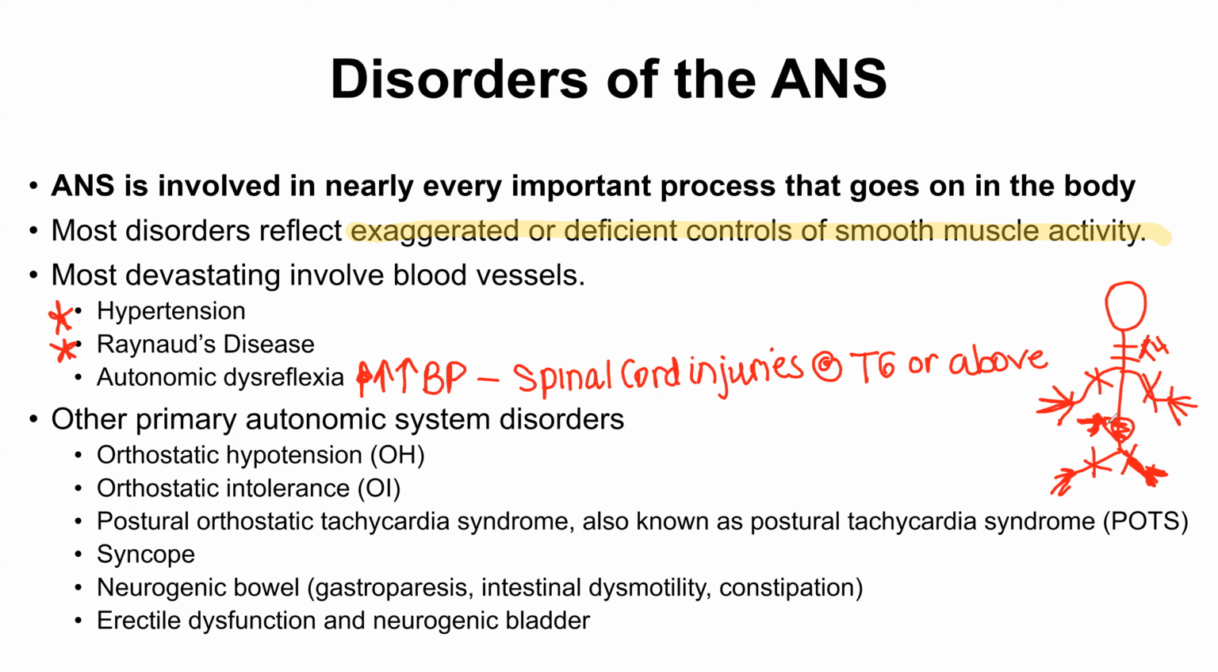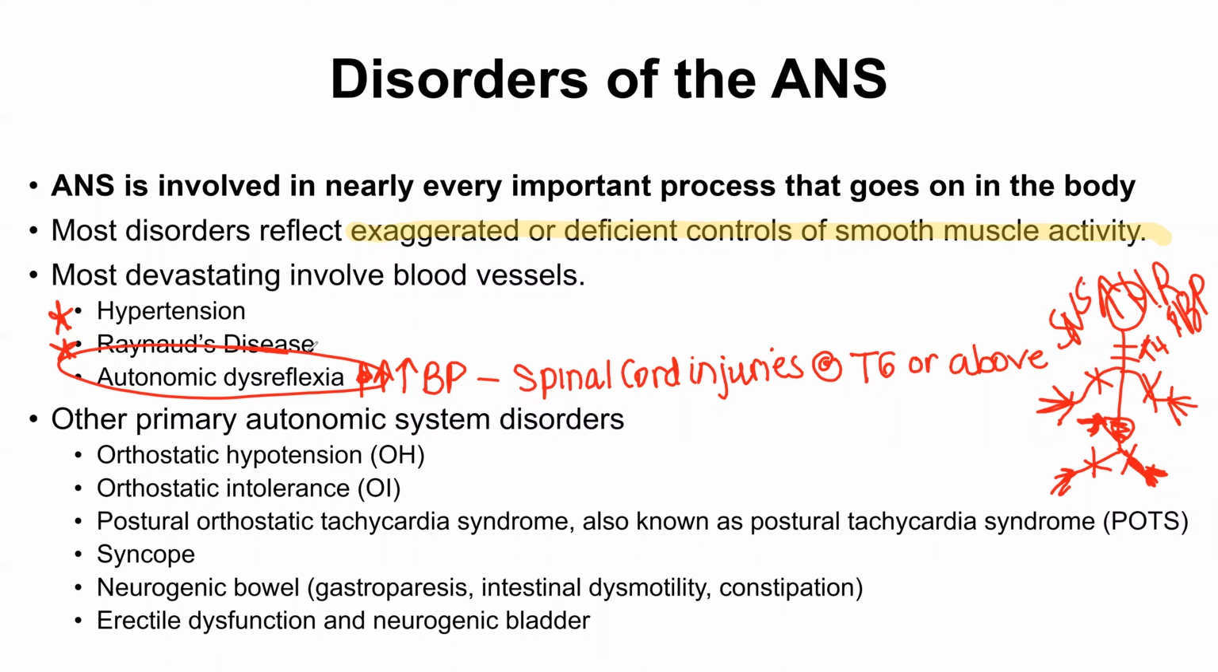sometimes the autonomic nervous system will be confused and it will send a signal up to the brain telling the brain that you need to activate your autonomic nervous system. And the activation of the autonomic nervous system, specifically, you would be activating your sympathetic nervous system, which would increase heart rate and blood pressure. And all of these things would lead to what's called autonomic dysreflexia.